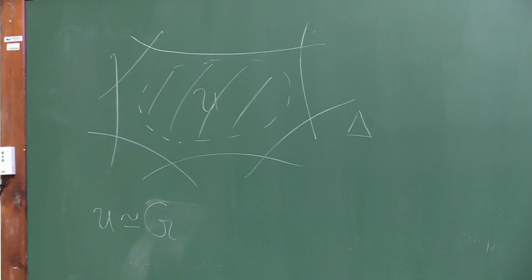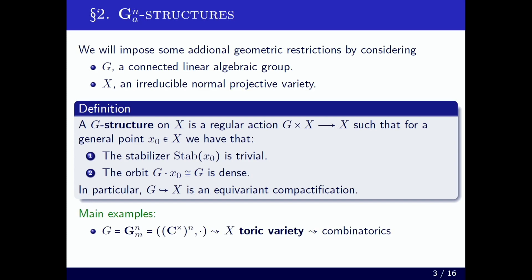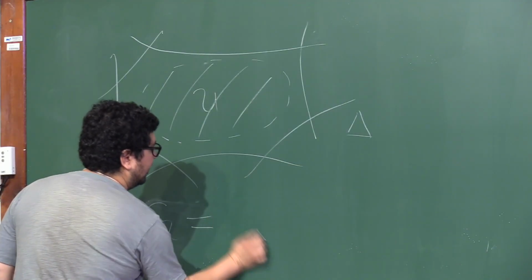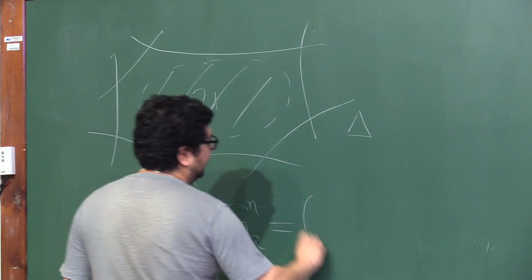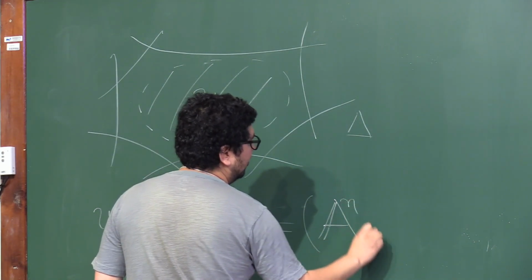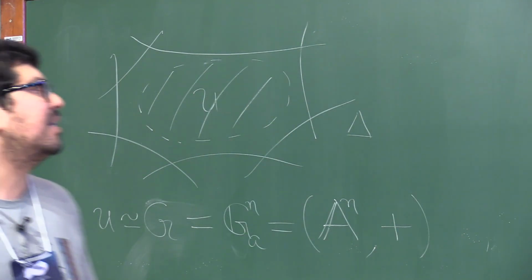And so, of course, there are very nice examples of this situation. Maybe the most famous one is toric varieties, where the group is the algebraic torus. But here we will be interested in another kind of varieties, additive varieties. So the group will be G_a^n. Essentially, it's just the affine space, but with the sum. It's also called the vector group.